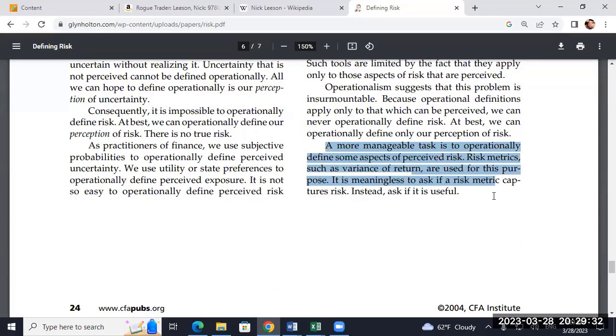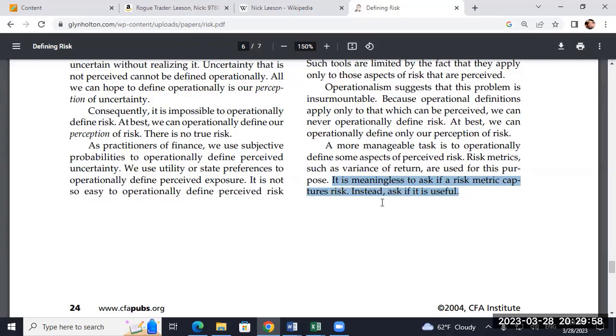And he's asking about measuring risk. And so he says, the right question isn't, can we measure risk? Because we can't. We can only measure risks that we can conceive and observe. We can't measure risk. So he says, it is meaningless to ask if a risk metric captures risk. Instead, ask if it's useful.